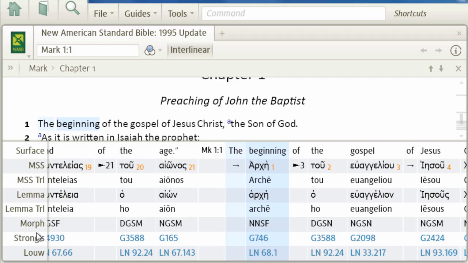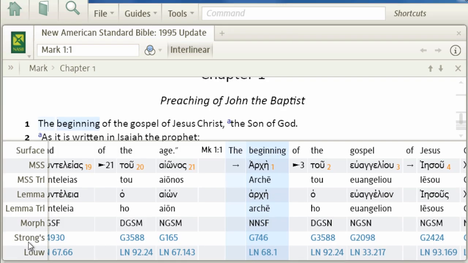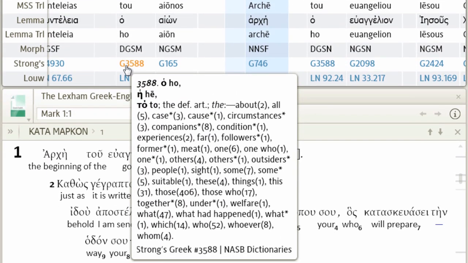Next, I want to look at the Strong's line. This line is named after James Strong, who, over about 100 years ago, developed a numbering system that enables people to look up Greek and Hebrew words without actually being able to read or know Greek or Hebrew. These numbers are links to his dictionary, which is also called Strong's. And if you float over these words, you get a pop-up from his dictionary.